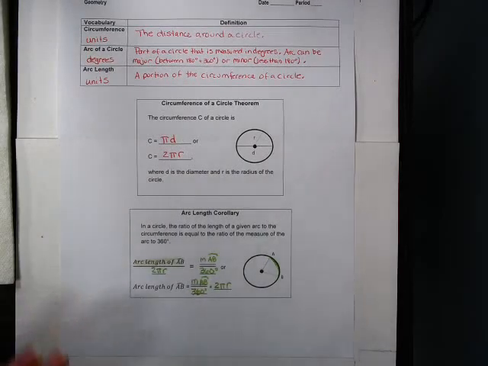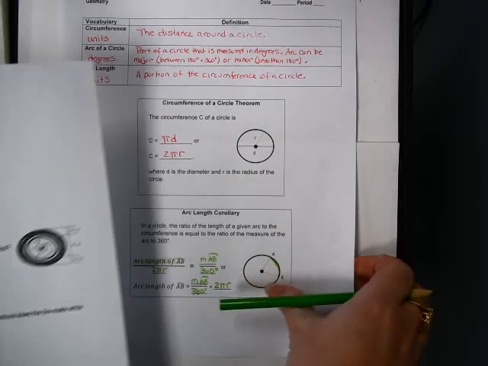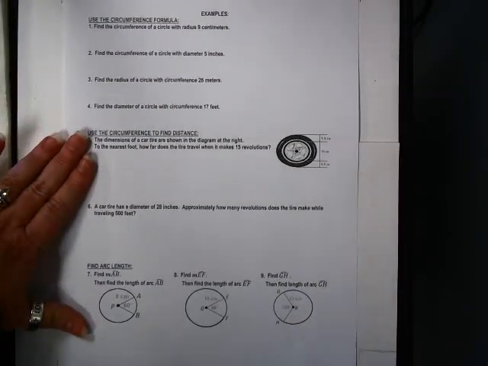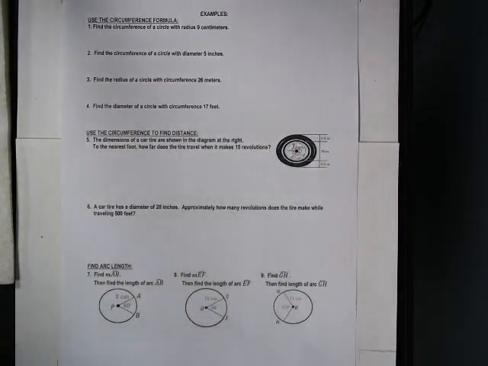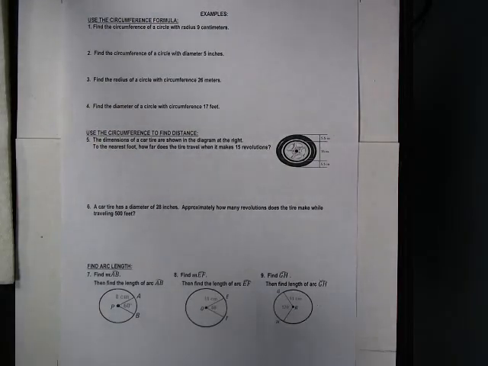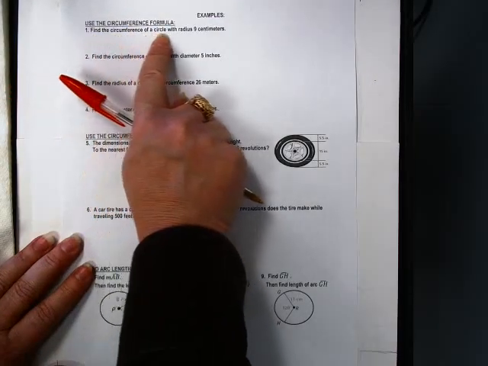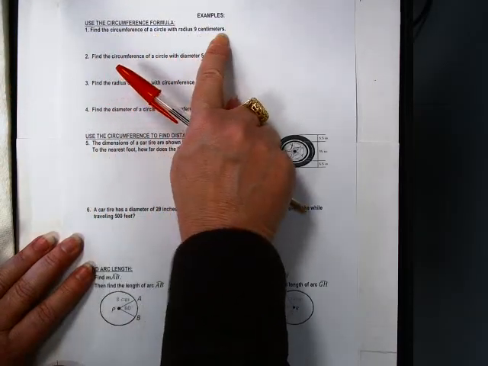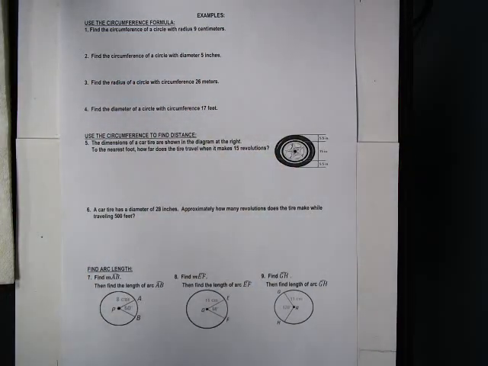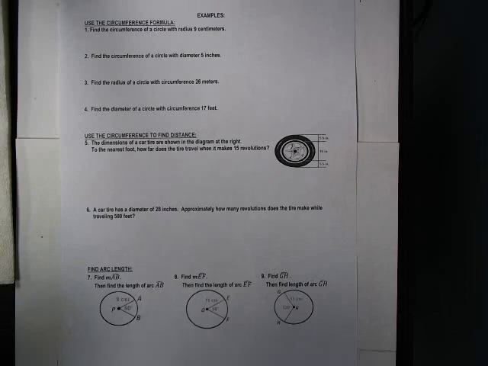Alright, so now we're going to do some examples. Okay, so here we have some examples. And I want you to notice that in these examples, it just says, find the circumference of a circle with radius 9 centimeters. It does not tell you anything about rounding. So that means that they want an exact answer. If they don't mention rounding, exact answer. Exact answers are in terms of pi.